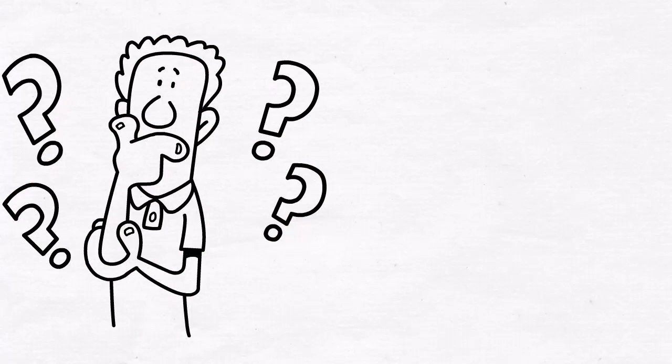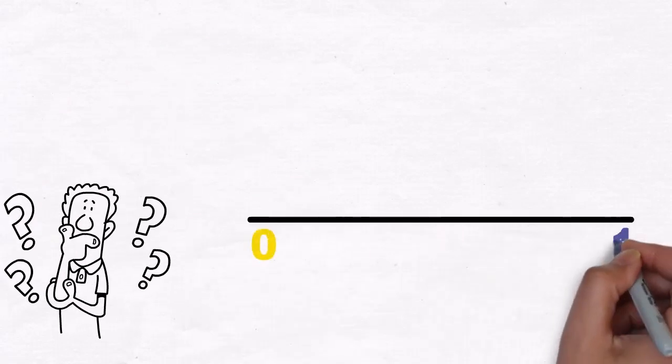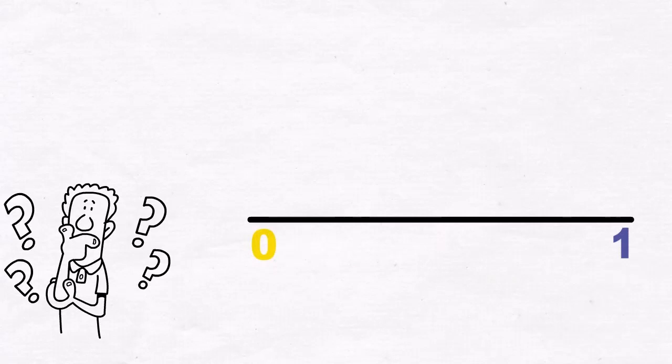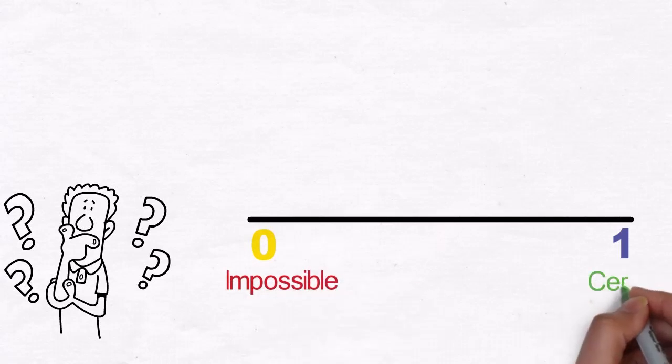That's where probabilities come into play. Probability is a number between 0 and 1 that represents the chance of an event happening. A probability of 0 means the event is impossible, while a probability of 1 means the event is certain to occur. Everything in between represents varying degrees of likelihood.